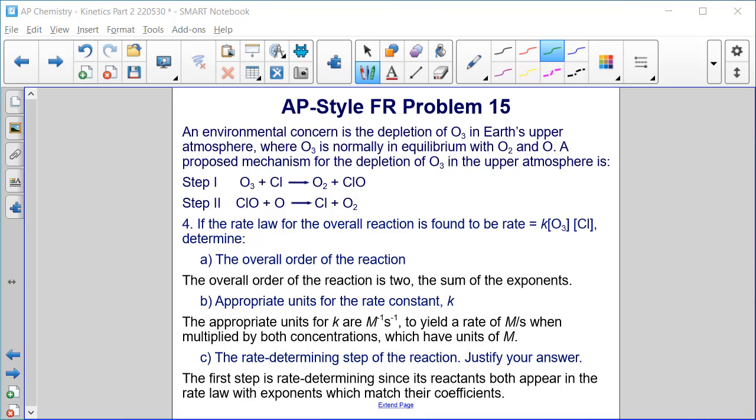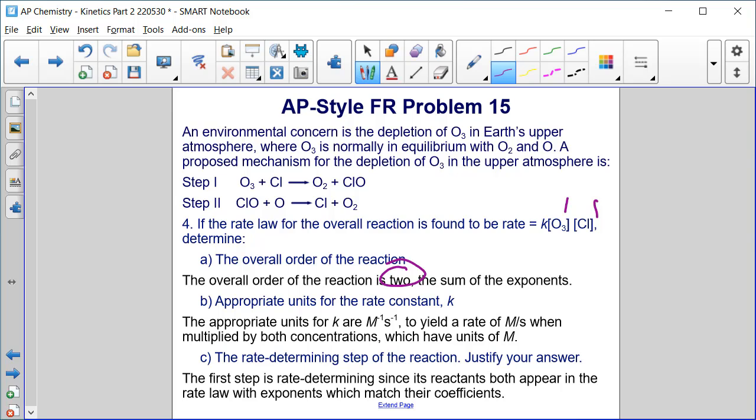4, if the rate law for the overall reaction is found to be rate equals K times concentration of O3 times concentration of Cl, determine A, the overall order of the reaction. The overall order of the reaction is 2. It is the sum of the two exponents. So the exponent here is 1, the exponent here is 1, and 1 plus 1 is 2.